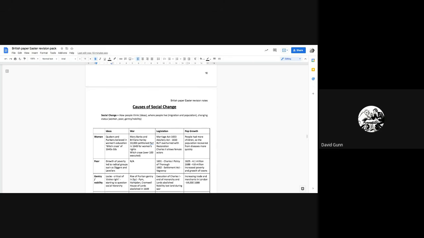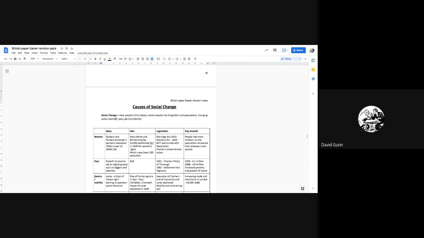This is something you might have to define in an essay. So the way that I tend to define it is here: how people think, where people live, and changing status. You could probably come up with some variation of that, something slightly different if you want to, but I think it's important that you have an idea of what we really mean by social change. Okay, so that's the first thing to make a note of.